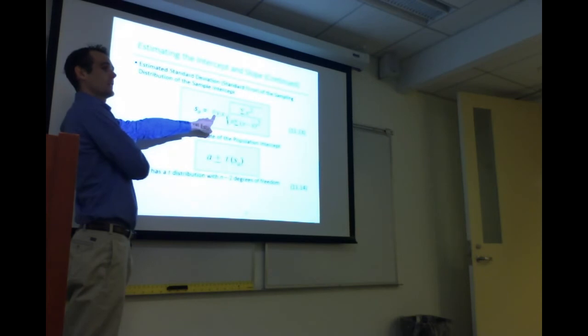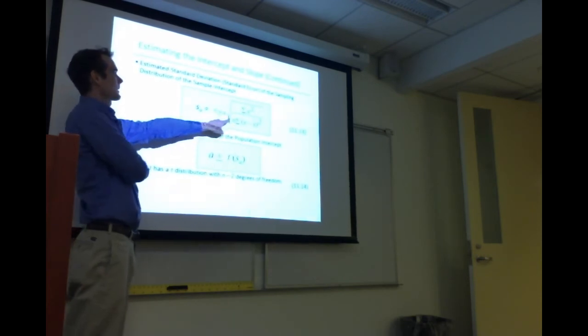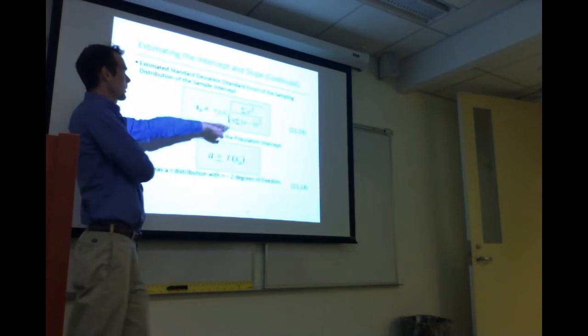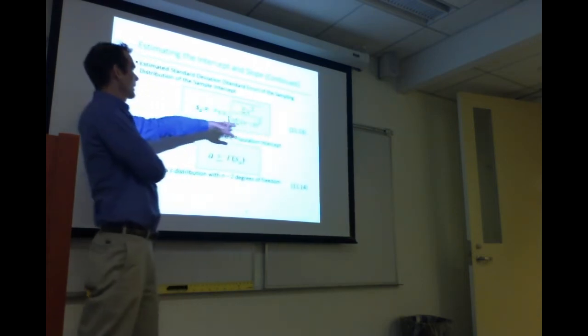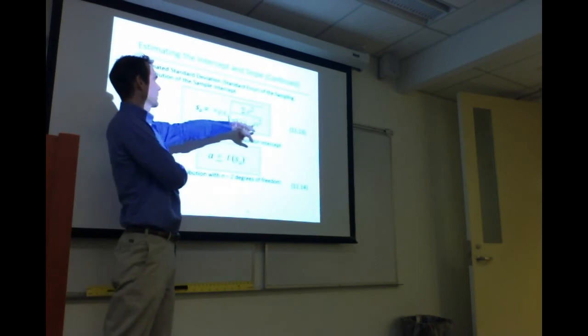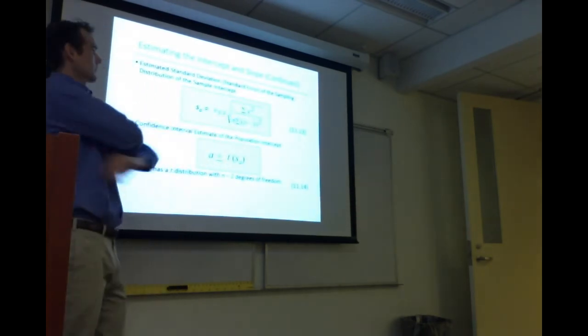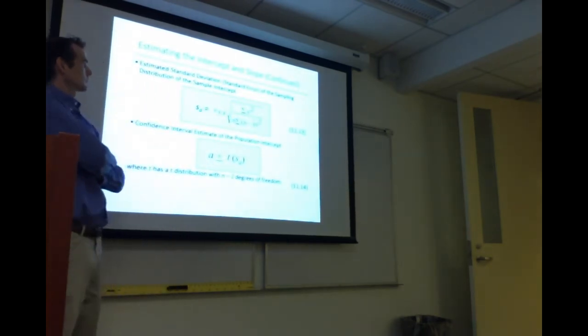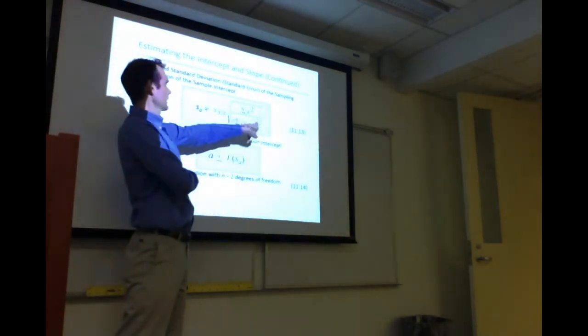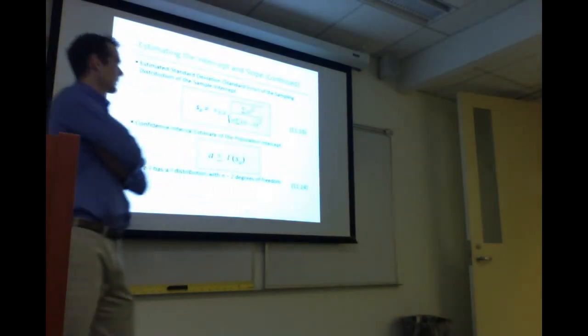Alright, I'll stay sane if you will. Times some other junk: the square root of the sum of all the x's squared, times n, the number of samples, times the sum of all the deviations in the x's squared. This little x bar is the mean x, the average x.